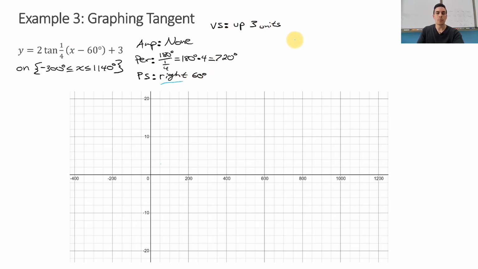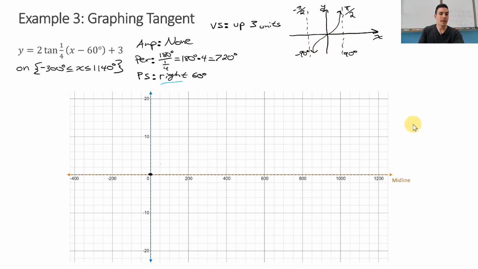So we want to just remember, think about what the parent function of tangent looks like. That's going to start here at the origin. We're going to have a period of pi, so we're going to go to the right pi over 2 and to the left pi over 2, and that's where our vertical asymptotes will sit. And we're going to have this kind of general curve like this. So again, I've got my midline and this intercept here at the origin.